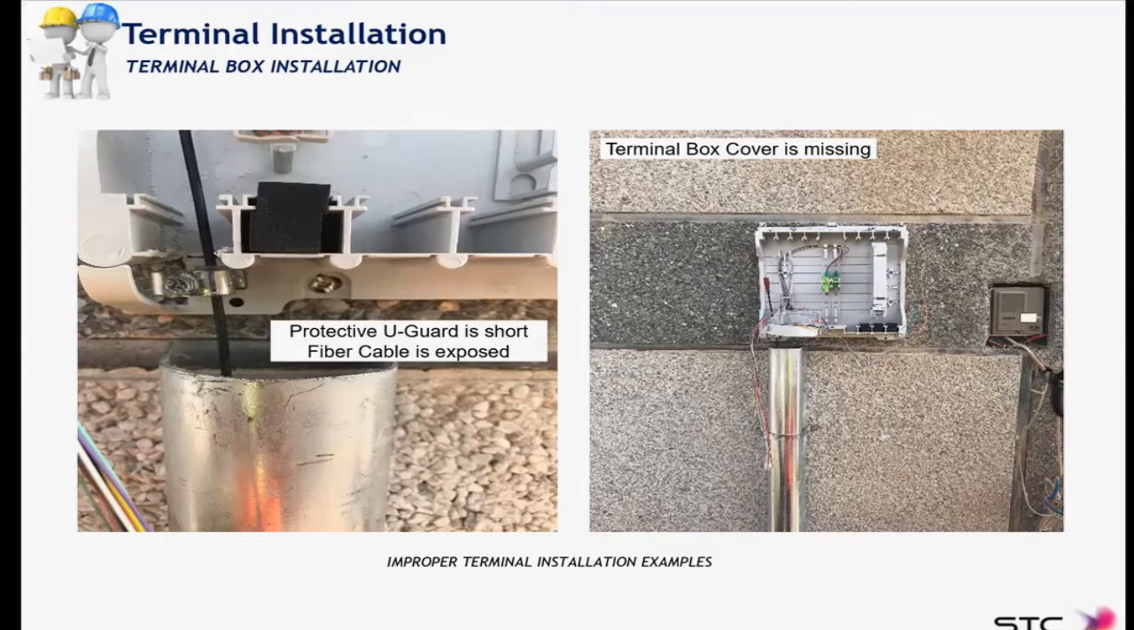Last slide on the terminal installation is to avoid the occurrence of this case in the field. Look at the cable exposed in between the U-guard and the box. This is a common mistake that we have to eliminate. All the efforts that we put to protect duct and cable by using an expensive U-guard are ruined if you leave this space between box and guard.